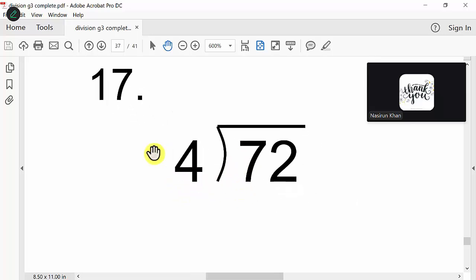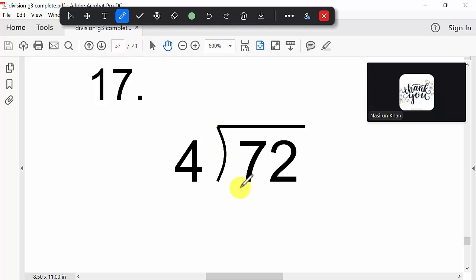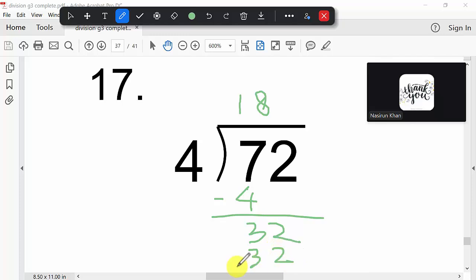Number 17, 72 divided by 4. First, we work with the first digit. 7 divided by 4 is 1. Because 4 times 2 is 8, that's more than 7, so we cannot use 2. 1 times 4 is 4. We subtract. And then 7 minus 4 is 3. We drop number 2. 32 divided by 4 is 8. 8 times 4 is 32. So we subtract. The answer is 0 or nothing. Remainder 0. So the answer is 18.